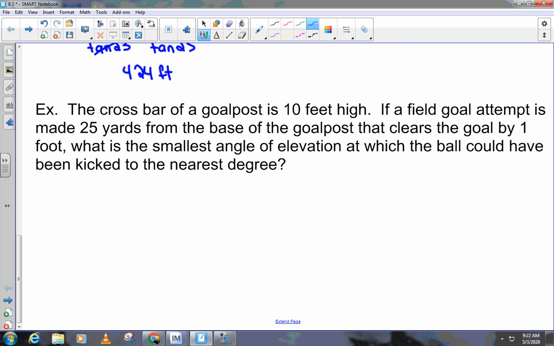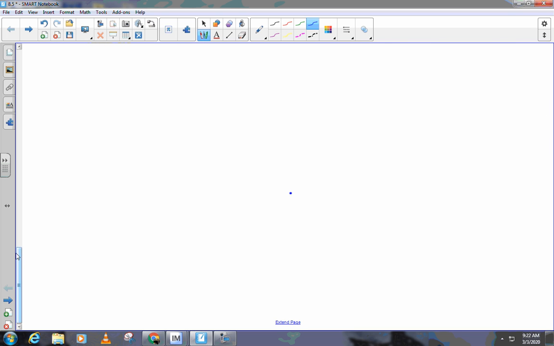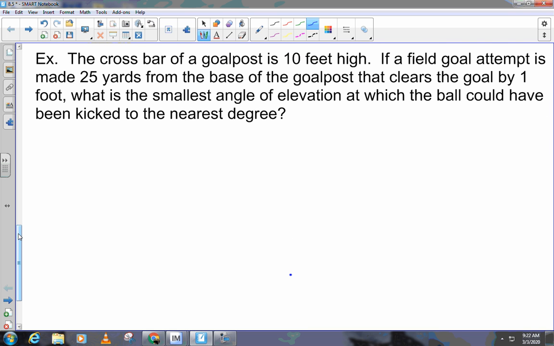All right, the crossbar of a goalpost is 10 feet high. If a field goal attempt is made from 25 yards from the base of the goalpost that clears the goal by 1 foot, what is the smallest angle of elevation at which the ball could have been kicked to the nearest degree? Okay, so we have a goalpost, right? And it says that it is 10 feet high.